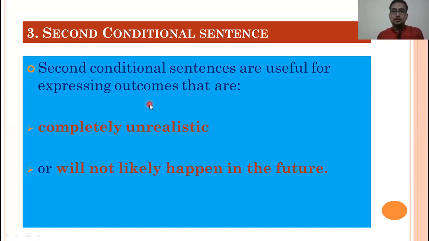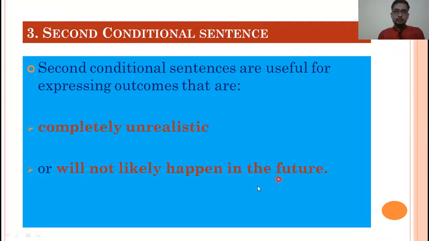Second conditional sentences are useful for expressing outcomes that are completely unrealistic or will not likely happen in the future. So in the first conditional, আমরা দেখেছি যে under certain condition, if a condition is fulfilled, certain kind of result is likely. মানে কোনো শর্ত যদি পূরণ করা হয় তাহলে ভবিষ্যতে একটা ফলাফল আসতে পারে, but we are not certain. In this case, the outcomes or result is 100% unrealistic or hypothetical.